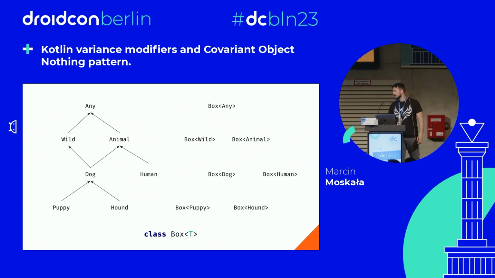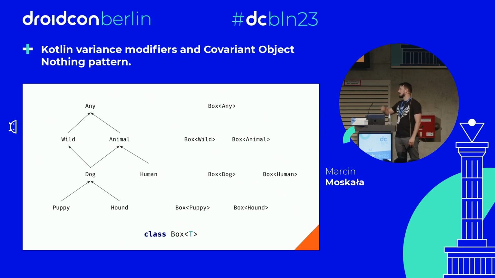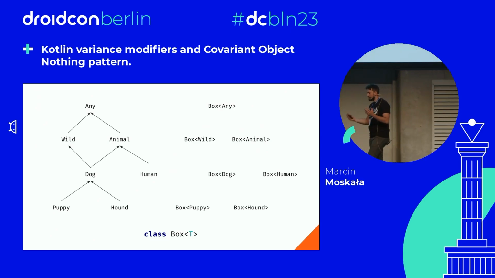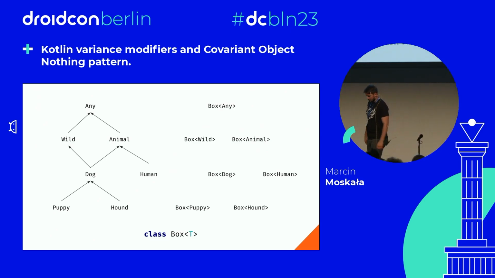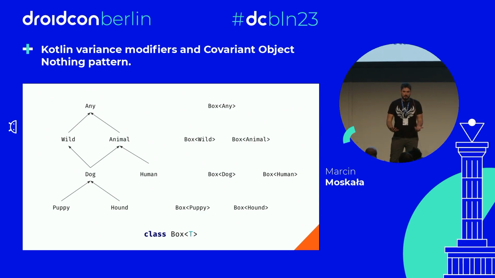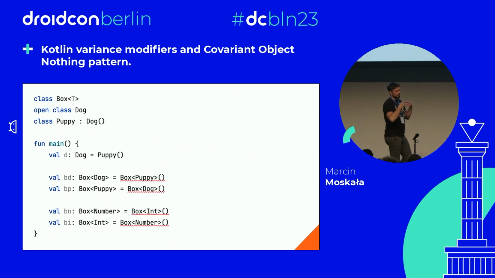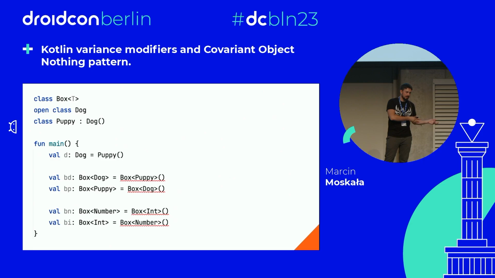Let's start with a few hierarchies. Here I have a hierarchy of objects: puppy, hound, dog, etc. And a hierarchy of boxed variants of those objects: Box of Puppy, Box of Hound, Box of Dog, etc. And since we are dealing with invariance by default, there is no modifier whatsoever. There is no relationship between those boxes. So in practice, you cannot use Box of Puppy where Box of Dog is expected, and you cannot use Box of Dog where Box of Puppy is expected. That's the default behavior.